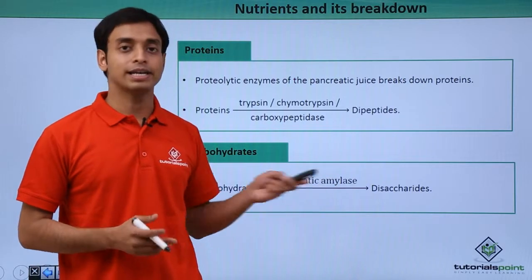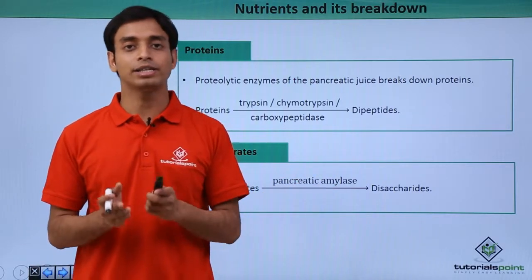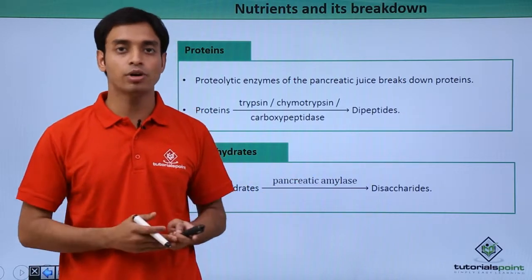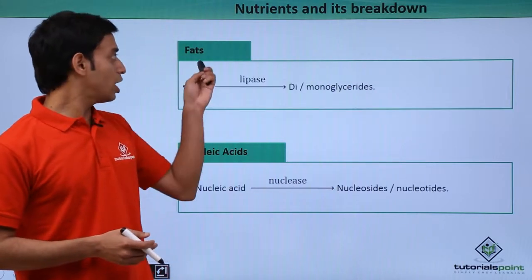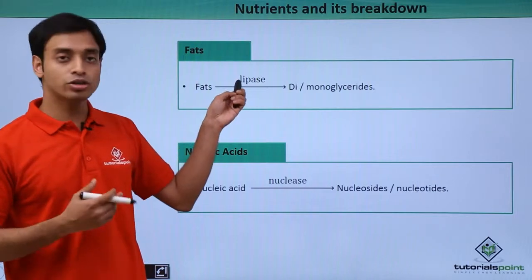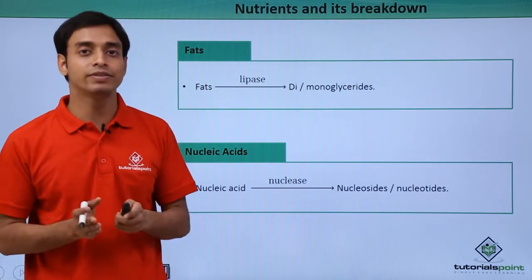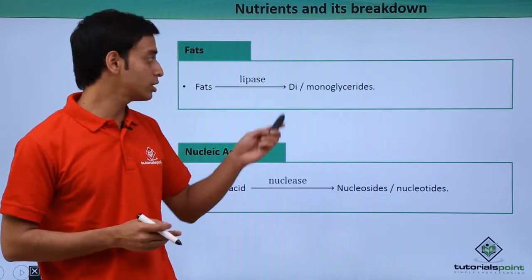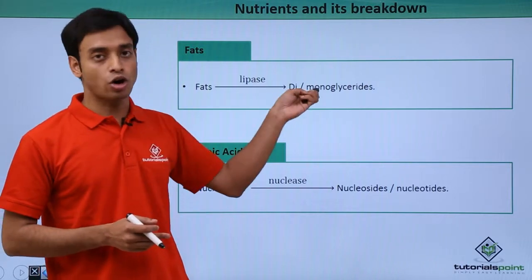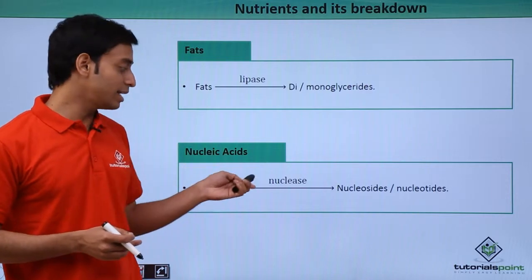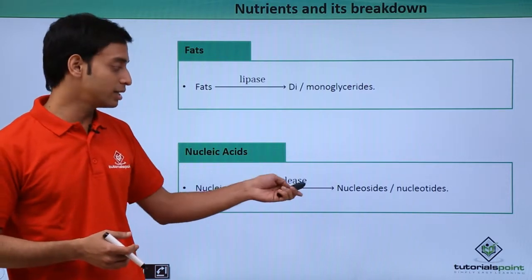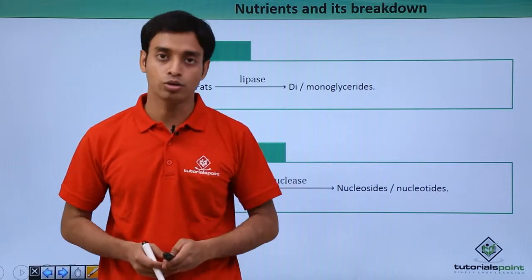of pancreatic amylase. In addition to that, salivary amylase also converts starch, which is a carbohydrate, into maltose, which is a disaccharide. Now, if we talk about fats, because of the presence of lipase enzyme, which is activated in the presence of bile juices, they are converted to di- or monoglycerides. And nucleic acids are broken down by nucleases into nucleosides or nucleotides.